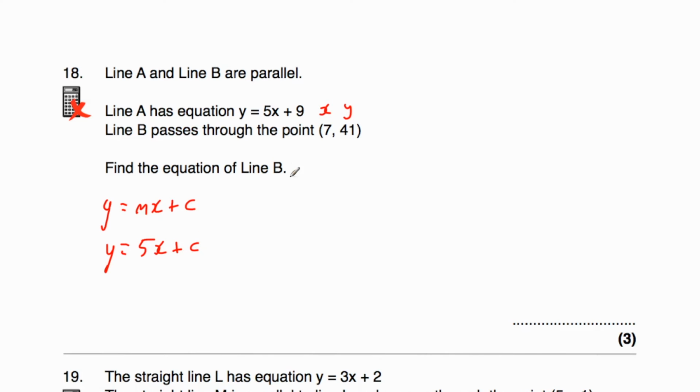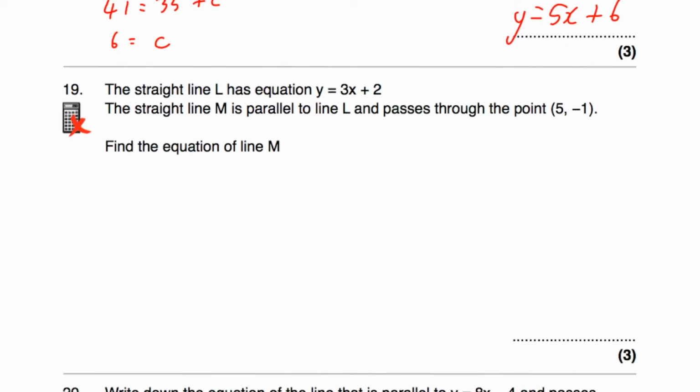So y is 41, so we're going to have 41 equals 5 times x, and x is 7, so 5 times 7 is 35 plus c. And if we take 35 away from both sides, we'll then get that 41 take away 35 is 6. And on the right hand side, we're taking away 35 to get rid of the 35, so we're just left with c. So c equals 6. So in terms of the equation of the line B, we'd have y equals, its gradient is 5, so 5x, and it crosses the y-axis at 6, so plus 6. And that's it. Okay, let's have a look at question 19.